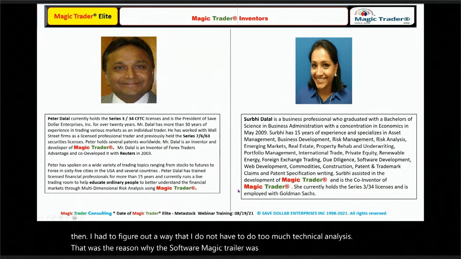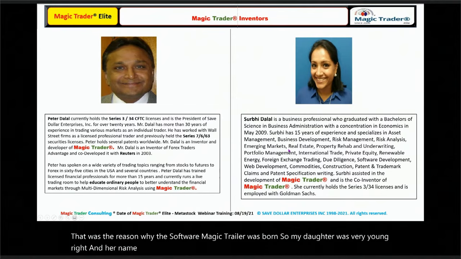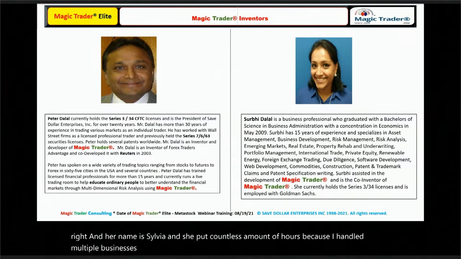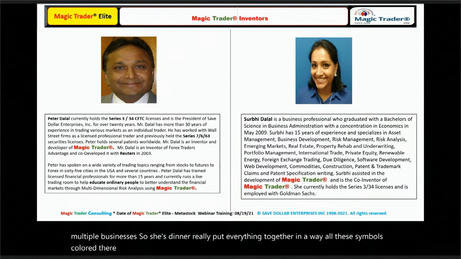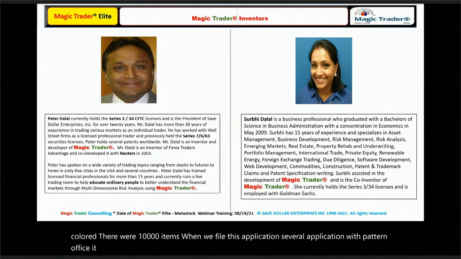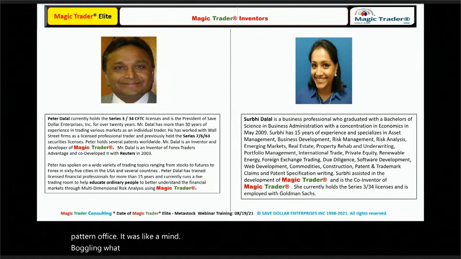My daughter was very young then. Her name is Surbhi, and she put in countless hours because I handle multiple businesses. She put everything together, all these symbols and colors. There were 10,000 items when we filed several applications with the Patent Office. It was mind-boggling what I entered into. But in the end, it works for me and a few other people, so I'm happy with that.